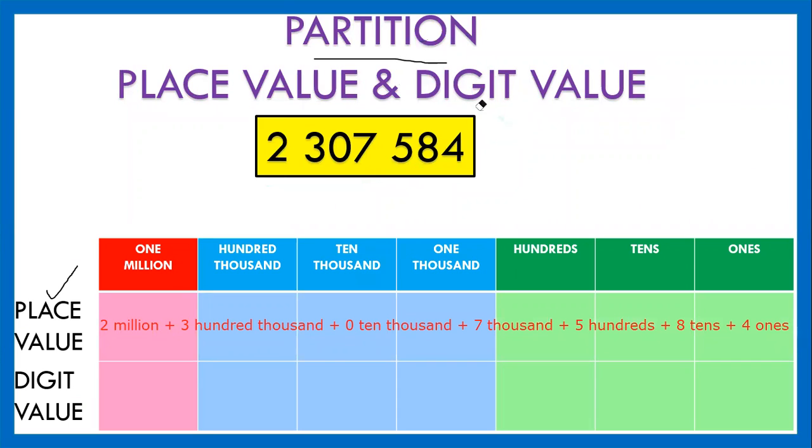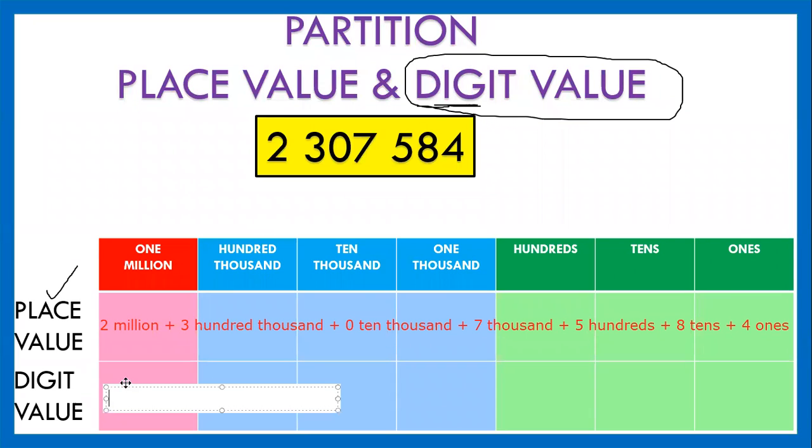Now how about the second part, which is breaking the same number up but into digit value. Now remember what I told you about digit value? It's the value of the number inside the house. So instead of writing 2 million, I write the full number out. Give some space. 2 million. Don't forget the addition symbol. So 300,000. Got it? Then 0, 10,000. So 0 there. Don't have to put 0, 0, 0, 0. Just 1 0 is enough.